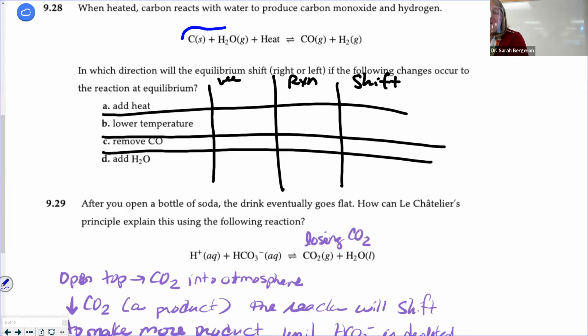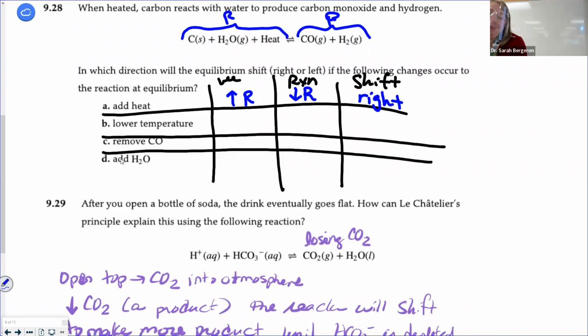So I'm going to label my reactants, label my products. So for A, heat is a reactant or product? Heat is a reactant. We're going to add it, so it's going to go up. So the reaction will do the opposite. We'll decrease reactant. What kind of shift? Is a right shift. Good.